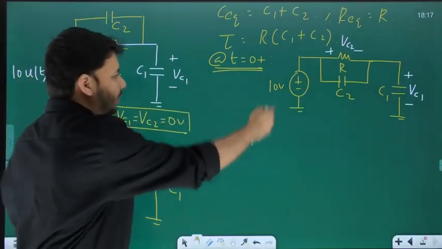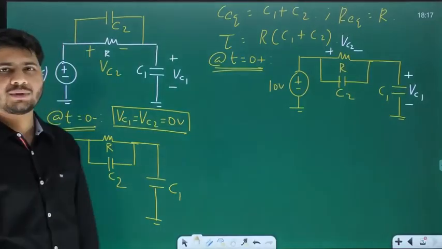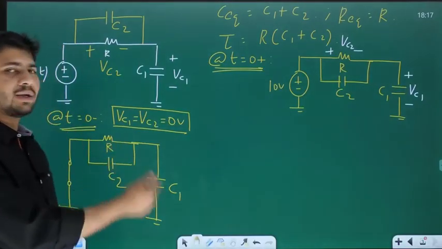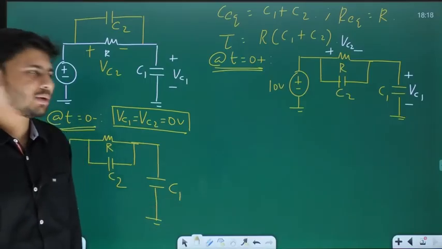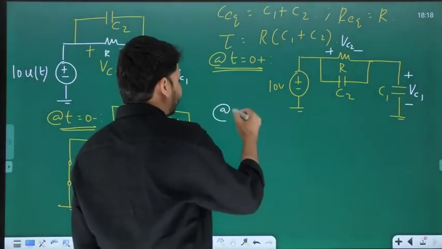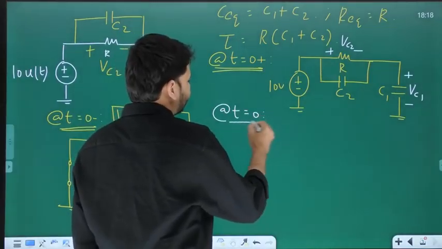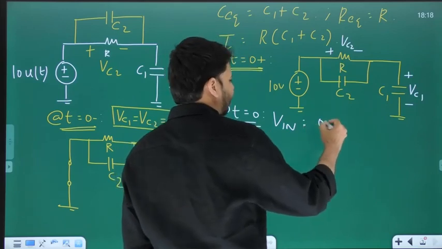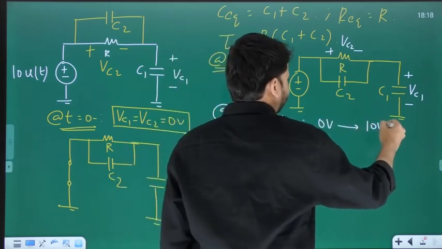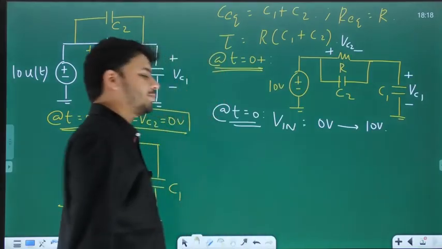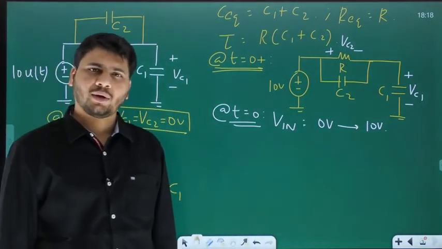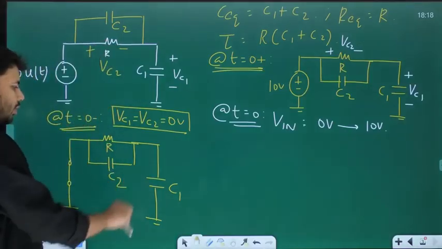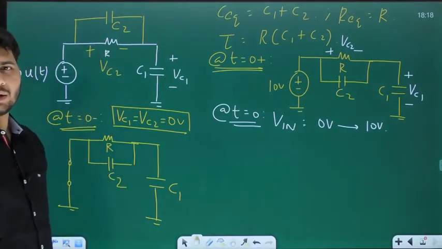Just after t equal to 0, it is what? 10. So clearly at t equal to 0, input is suddenly changing from 0 to 10 volts. And that is the meaning of 10 times u of t. So at t equal to 0, its value is suddenly going from 0 volts to 10 volts. And before t equal to 0, both the caps, can I say, they are uncharged.